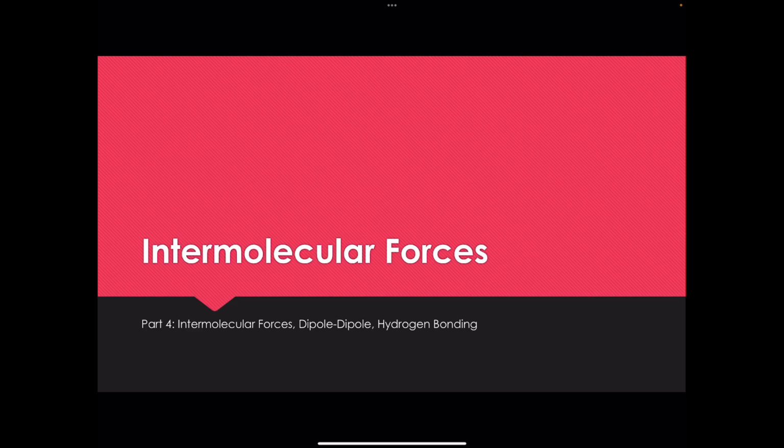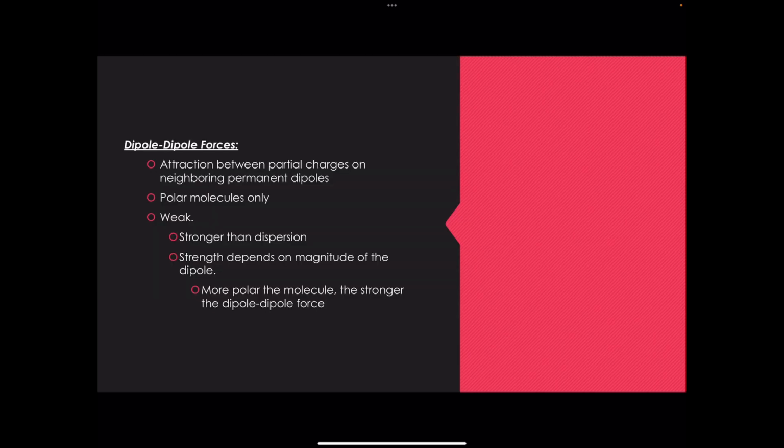In this video, we will take a look at our remaining intermolecular forces, including dipole-dipole forces, hydrogen bonding, and ion-dipole forces. So in our previous video, we talked about the dispersion forces. We said those were found in all substances, and they were going to be the result of the random movement of electrons leading to temporary dipoles, which could induce dipoles and attract one another.